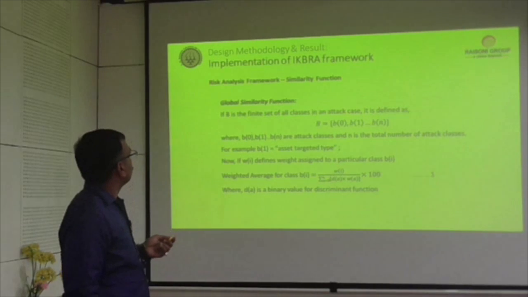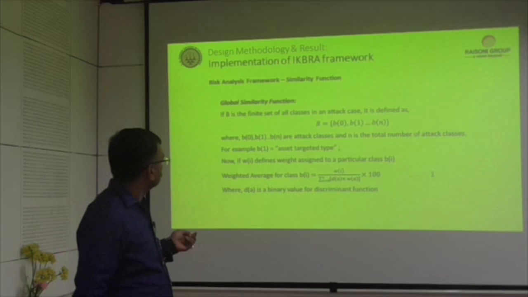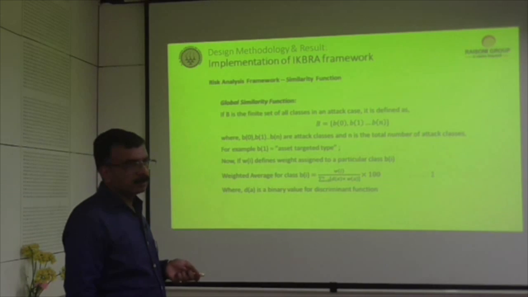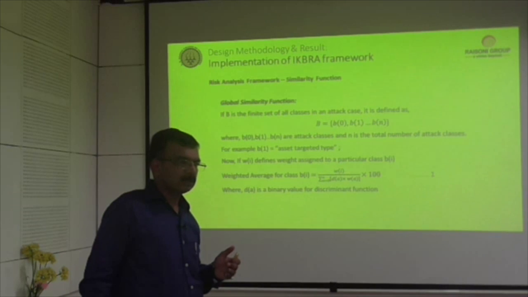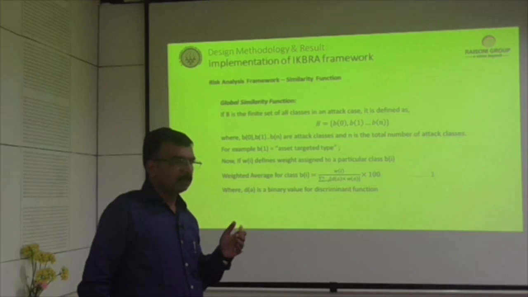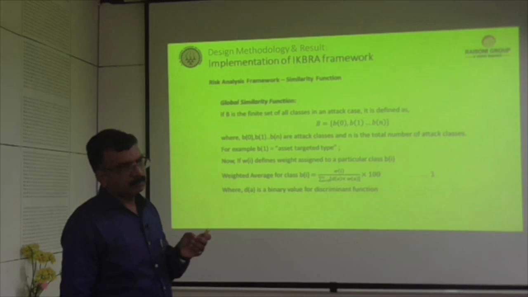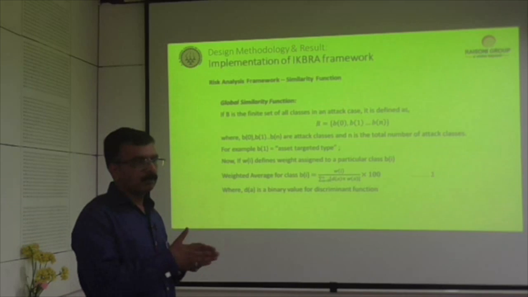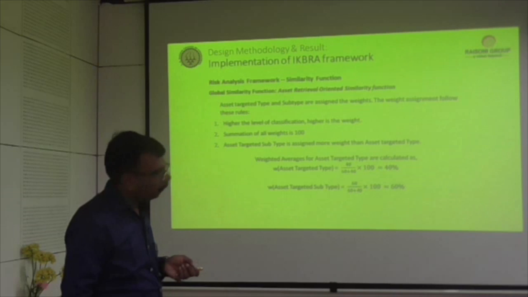Risk analysis similarity function. This global similarity function is used with the help of a weighted function for the categorization, because of the asset type and asset subtype. On that basis, we have given different weights. The more specific the thing is, the more weight we have given. The classification is done on the basis of the requirement. The more specific, the more weight, so that we will get the best result.